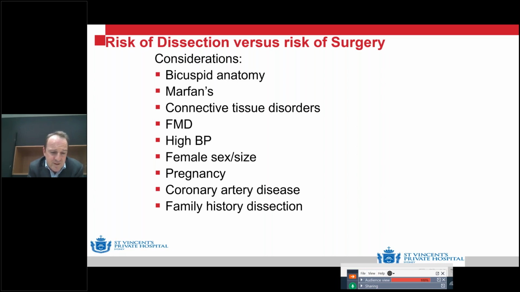The other factor, of course, is if the dimensions of the ascending aorta have changed quickly over a short period of time. If they've gone up by more than 5 millimeters in the last 12 months or so, then you might reconsider an earlier surgical option.